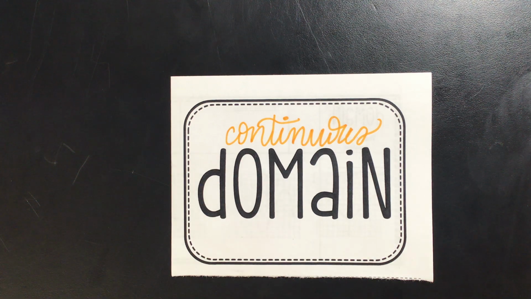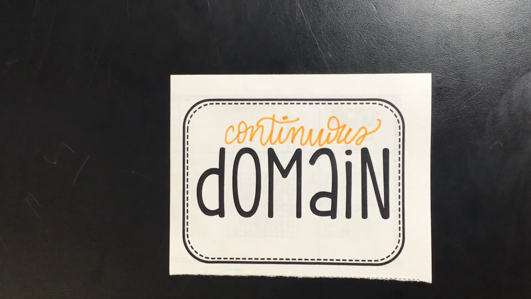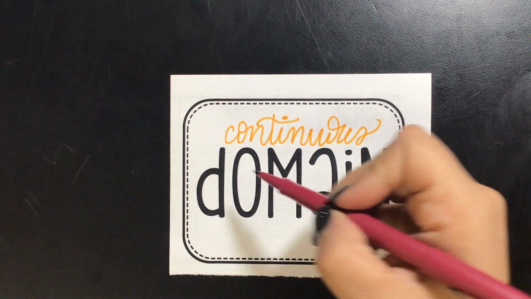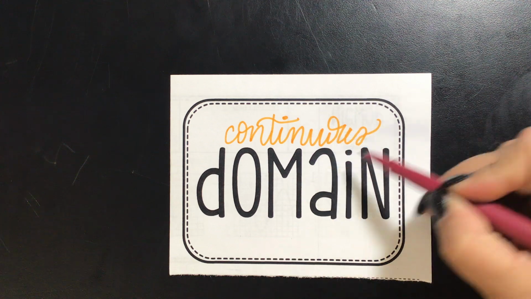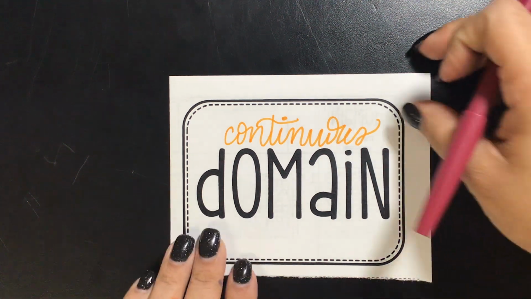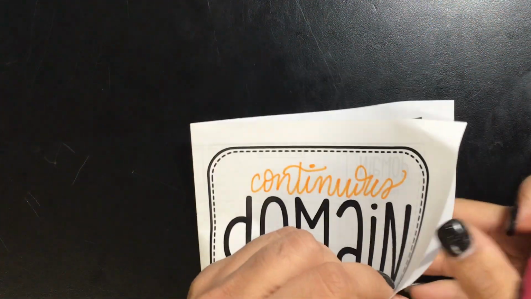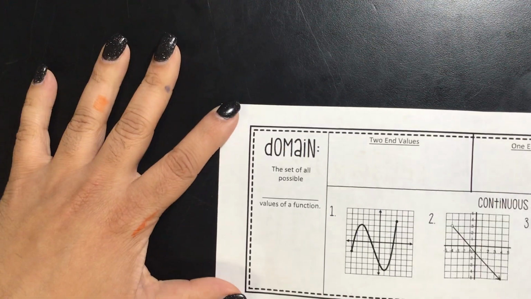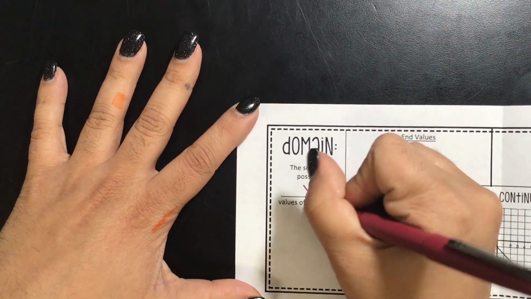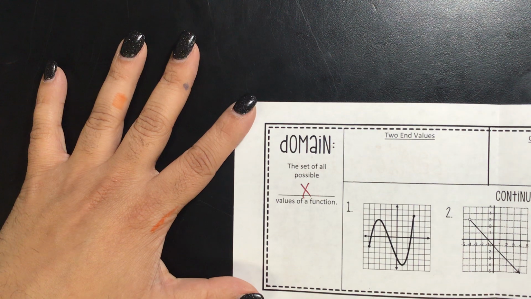Hey everybody, so we're talking about continuous domain. I want you to think of cursive writing when you're thinking of continuous domain because you are continuously keeping your pencil, for the most part, on your paper. Flip that open. Remember for domain, this is a set of all possible x values of a function.